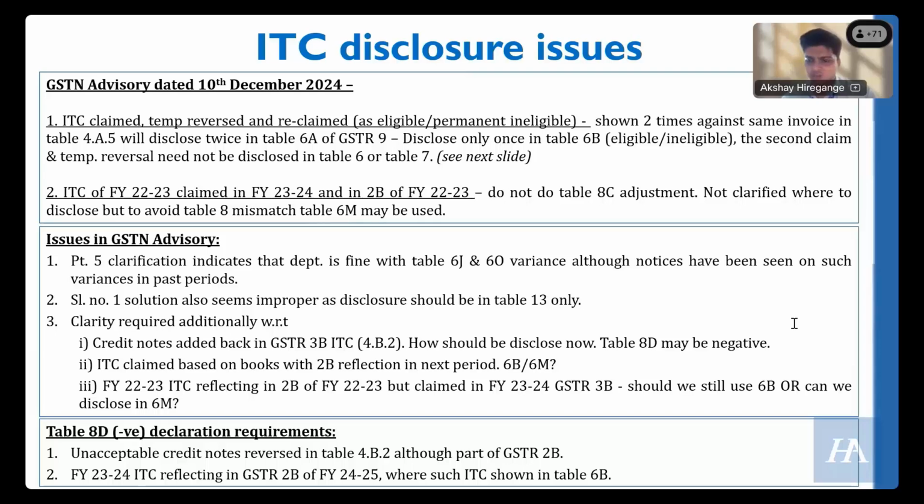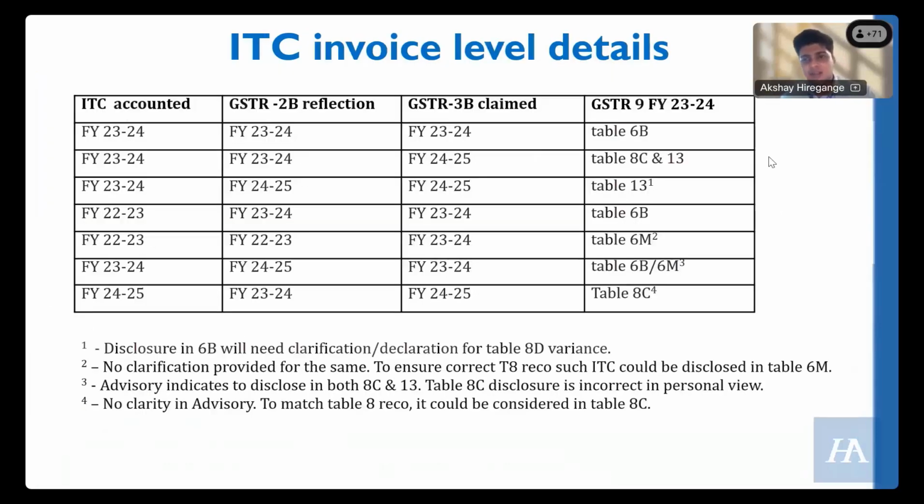Amount of 8C should be shown in table 13. Ideally, yes, but not in all cases. Like I mentioned in this table, if you see 8C and 13 has only one nature of transaction, but table 13 is mentioned once, table 8C is mentioned once. Both are exclusive of each other. They won't disclose in either of the 8C or 13 for that period. 6M is not equal.